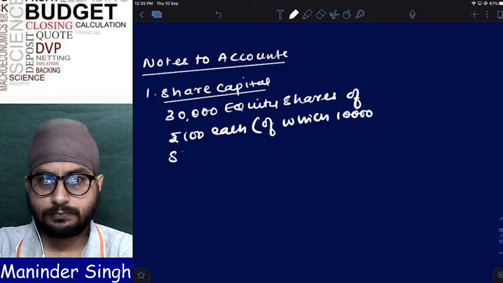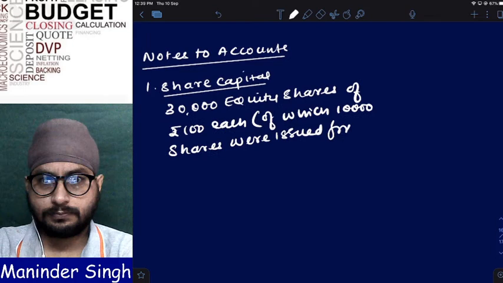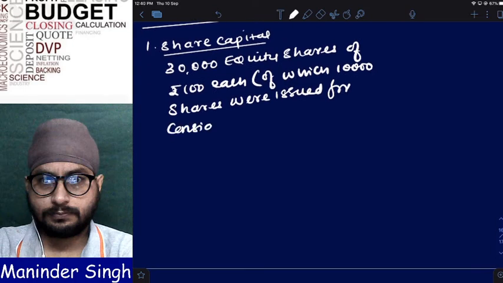10,000 shares were issued for consideration other than cash. Other than cash, it means what? Bonus shares. Here it means bonus shares.